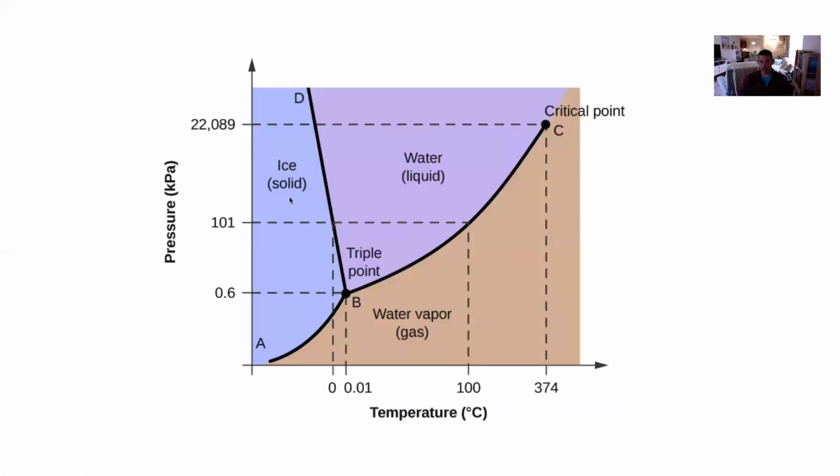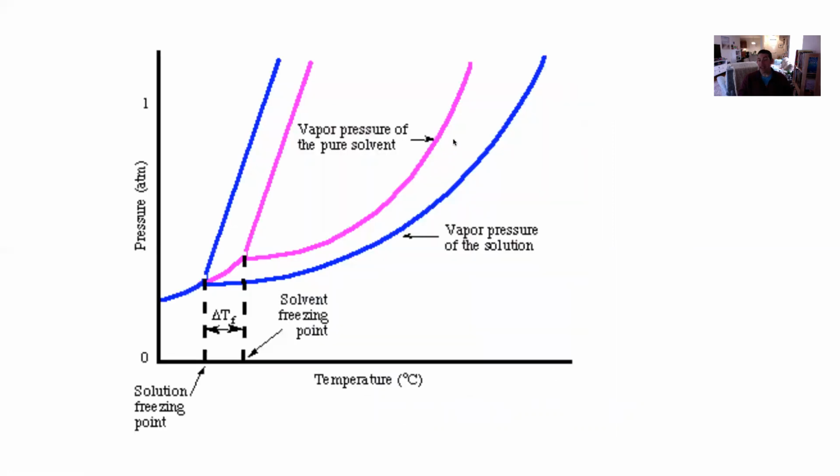So again, this is the phase diagram for water. It's always solid on the left, liquid in the middle, and gas on the right. The colligative properties are in blue, the solution. The pink represents the pure solution, and what the presence of the colligative properties does is it lowers both, so that's why we get a lower freezing point and a higher boiling point.